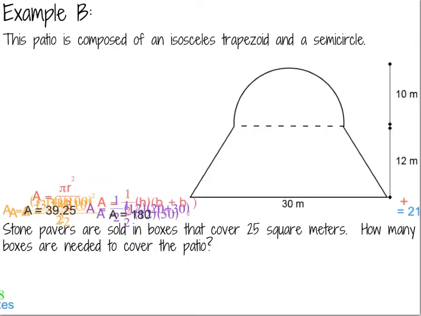Example B says this patio is composed of an isosceles trapezoid and a semicircle. So that gives us some information in our problem right away that we can use to help figure it out. So we need to figure out the area of the semicircle and the area of our trapezoid. So we're going to need 2 formulas. We're going to need our trapezoid formula, A equals 1/2 height times base 1 plus base 2.